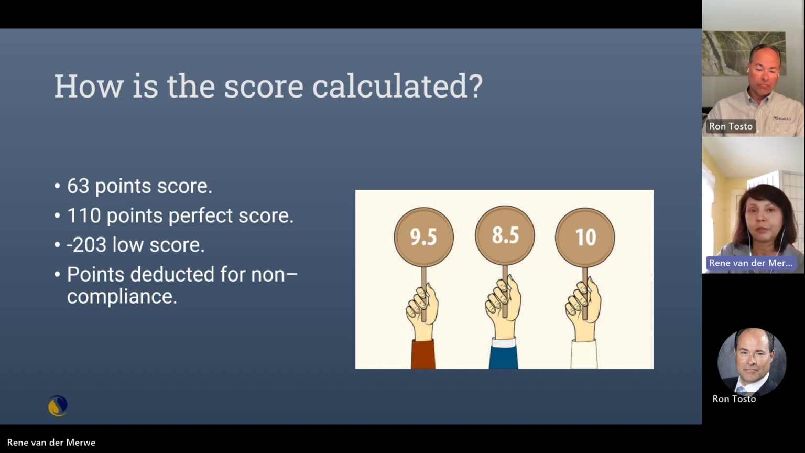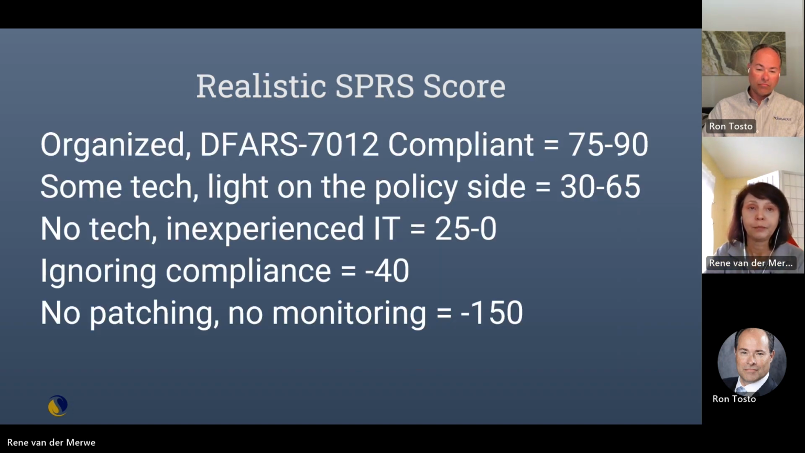It is essential to develop a system security plan, SSP, and a plan of action and milestones to address controls your company does not fully meet. Contractors are urged to keep an up-to-date and accurate SPRS score. If you are an organized company and DFARS 7012 compliant, you should have a score somewhere between 75 and 90.